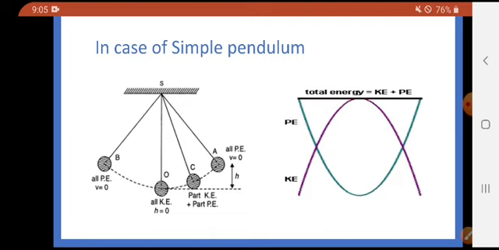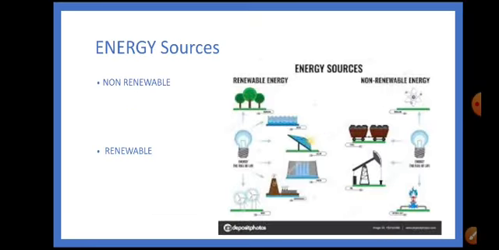These are the two cases we have in our syllabus. So we proved conservation of energy in the case of a freely falling body and in the case of a simple pendulum. This is a mechanical energy conversion, from potential to kinetic and kinetic to potential. Next, we will discuss the energy sources.